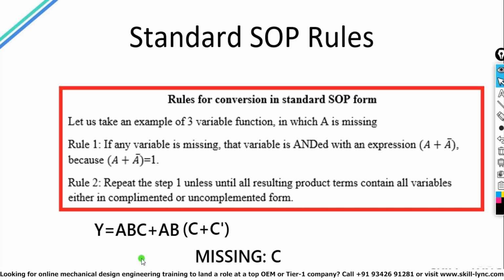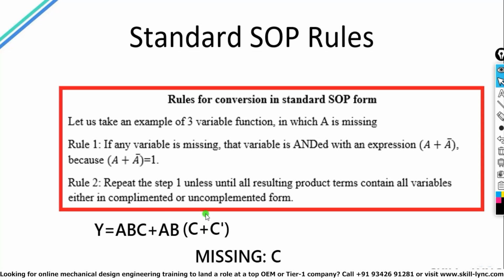I am just making it standardized form. See, the question was ABC plus AB. ABC means all the 3 variables are there, A, B, C. Okay, well and good. But here C is missing. Because C is missing, it is not a standard form. It is an unstandard form, or non-standard form.